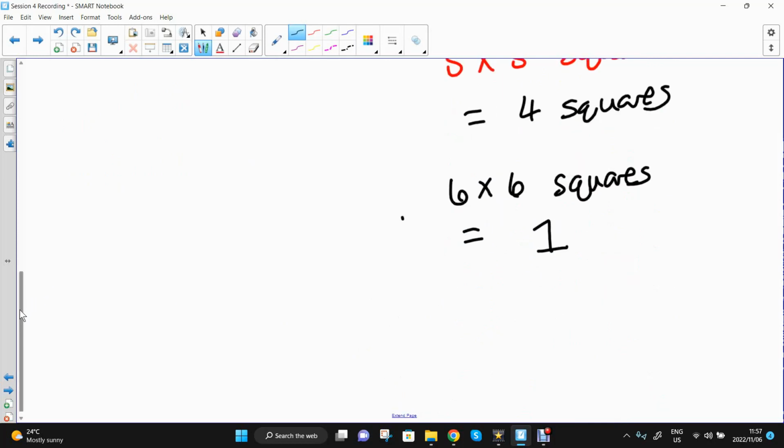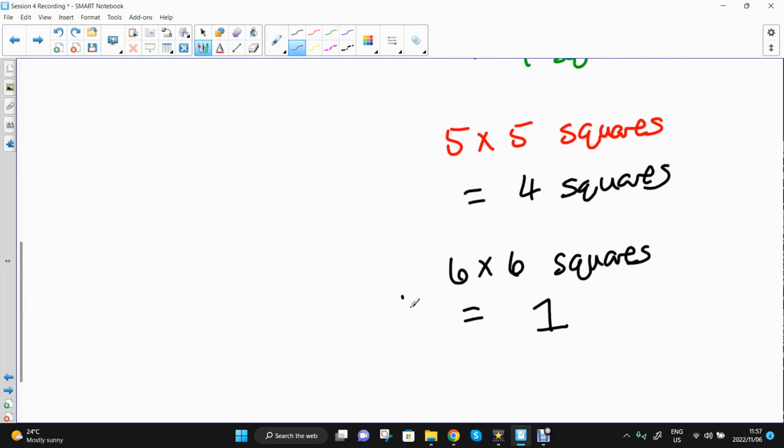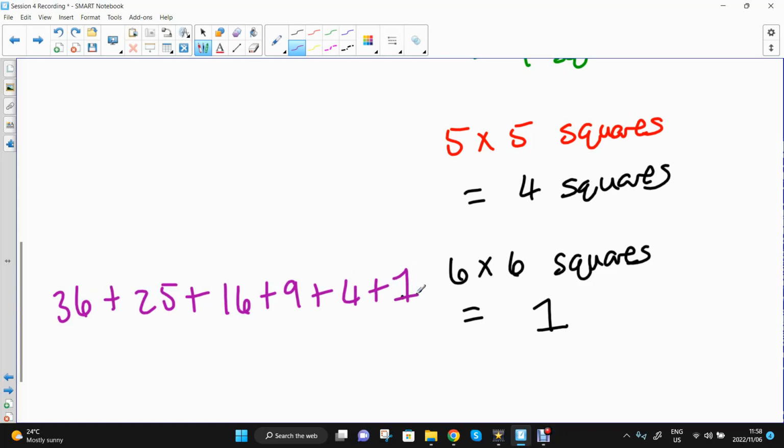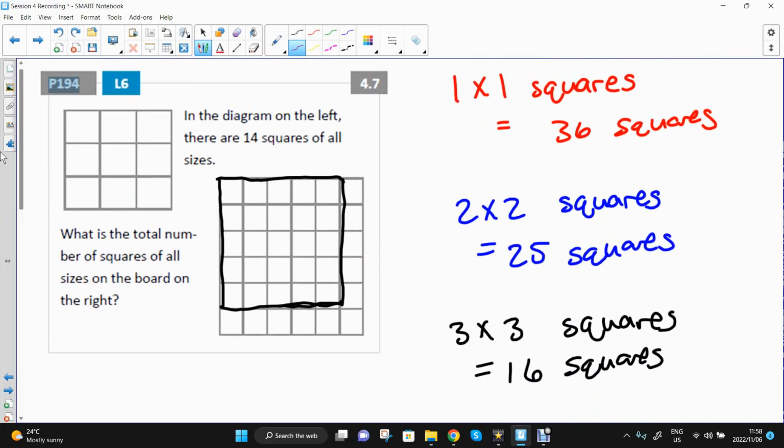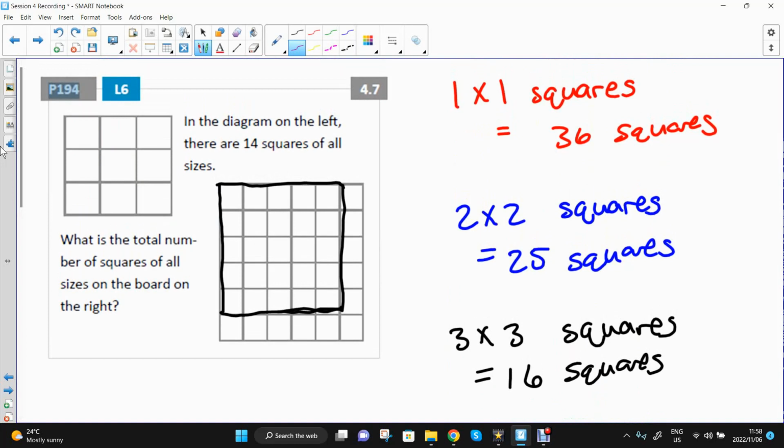So in total, how many squares can I fit in here? If I add all of this together, we've got 36 plus 25 plus 16 plus 9 plus 4 plus 1. That will give me my total amount of squares that I can fit into that diagram. And that would be 91. 91 squares. So remember this method. Looking for the centers definitely helps you get to all the possible squares of a certain size.